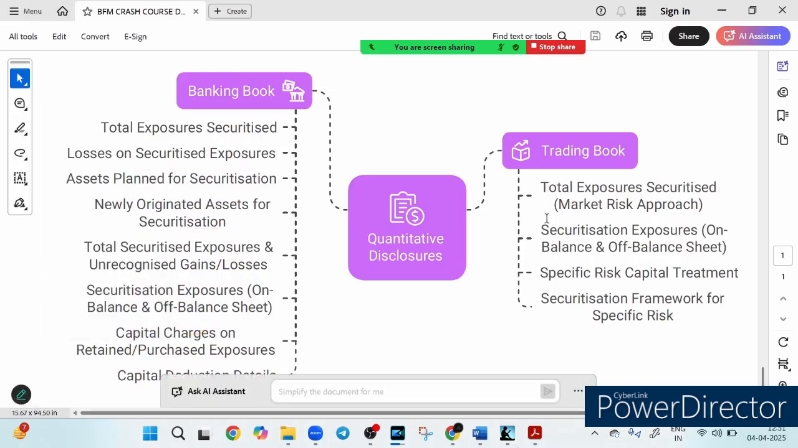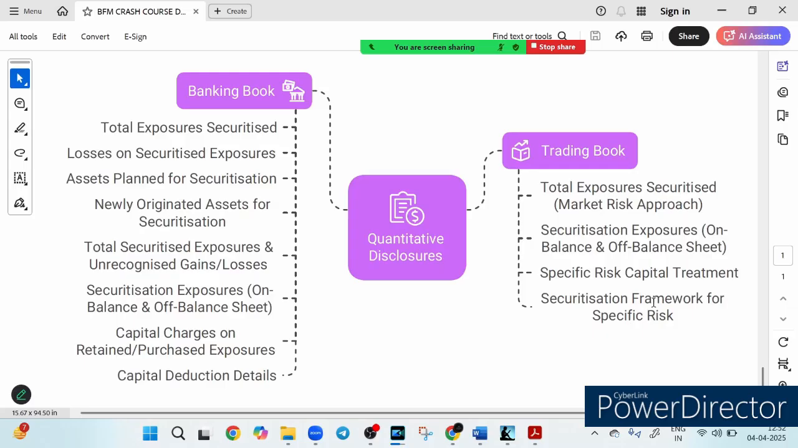Finally, on the trading book side, when a bank deals with securitized assets as part of its trading activity, it must disclose how much is exposed. The total securitized assets in the trading book, and securitization exposure, which means, just like in the banking book, tracking all trading-related exposure. A specific risk capital treatment, which is how much capital the bank sets aside for risk tied to a specific security, and the securitization framework for specific risk, which means the bank's methodology for handling risk from securitized positions. So these disclosures ensure that the trading book remains well regulated, transparent and adequately capitalized.